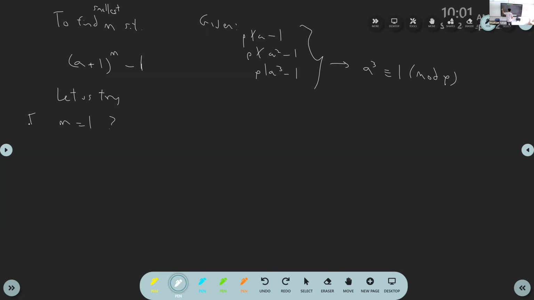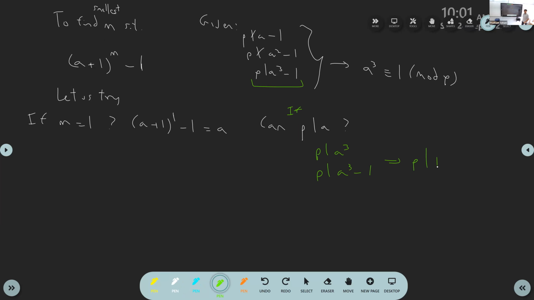If M equal to 1, then what will happen? Then the expression we are looking at is A plus 1 raised to 1 minus 1, which is simply A. And can P divide A? P cannot divide A, right? Because what is given to us is P divides A cube minus 1. So if P divides A, then P will also divide A cube. So which means that P is dividing two consecutive terms, which is a contradiction, right? So therefore, m is equal to 1 is not possible.